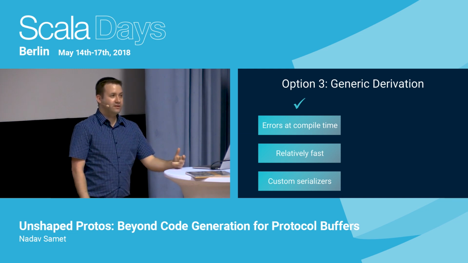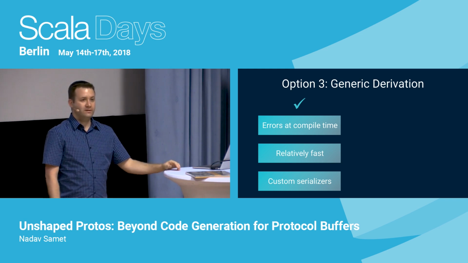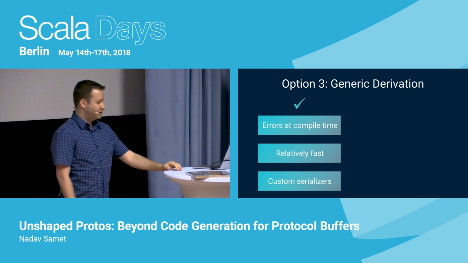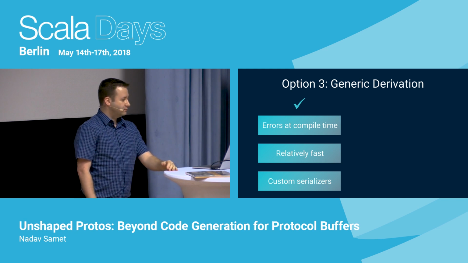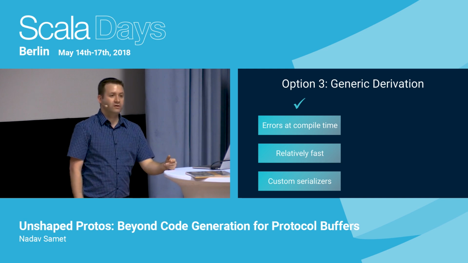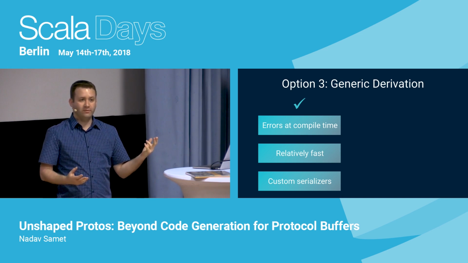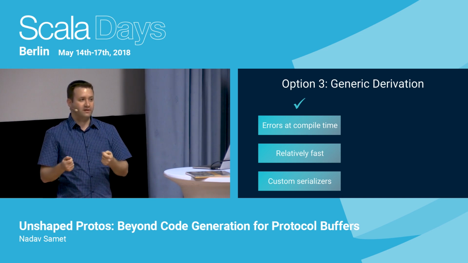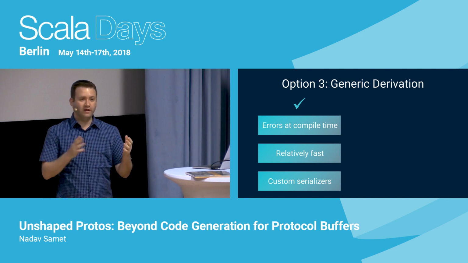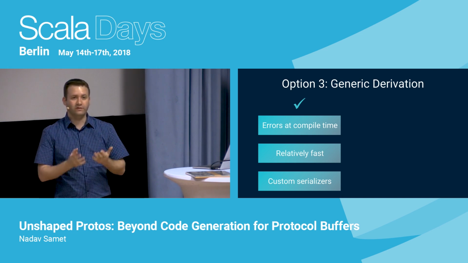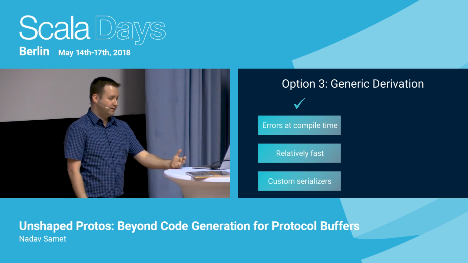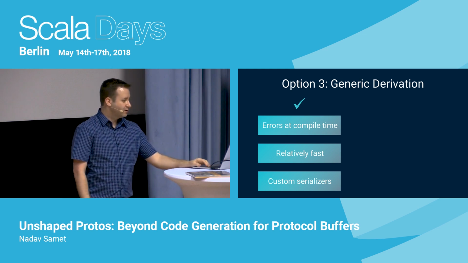The code that gets generated this way is relatively fast, much faster than reflection. And the user can provide their own custom serializers. If the user really wants to serialize something, they can just define an implicit field serializer, and the compiler will find it at the right time, and it will just become part of the graph. So this is customizable, and that's a good thing.